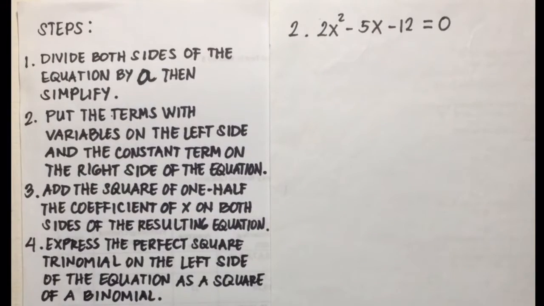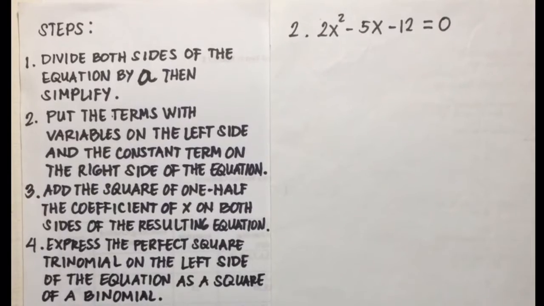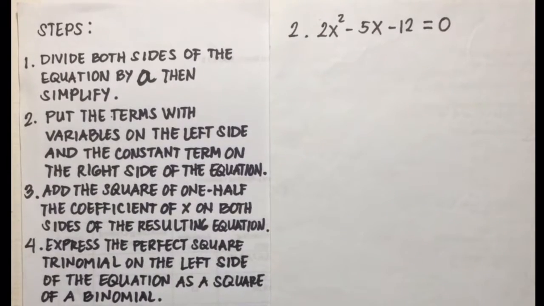Example number 2, 2x squared minus 5x minus 12 equals 0.